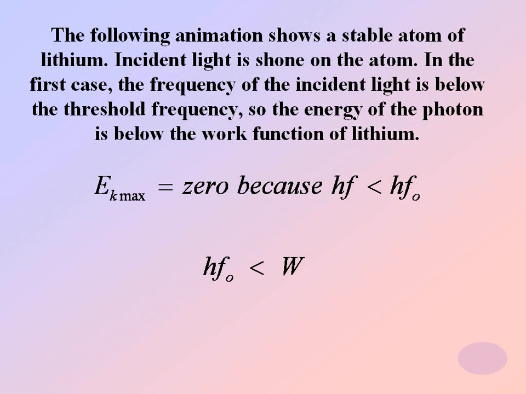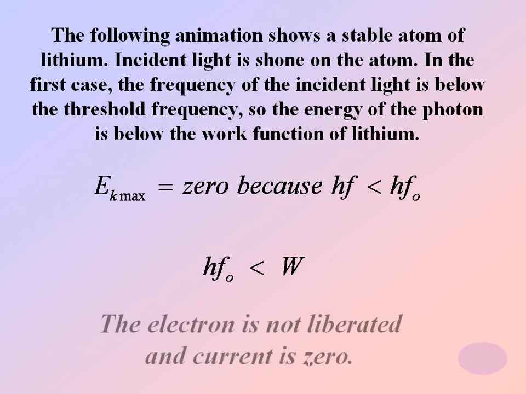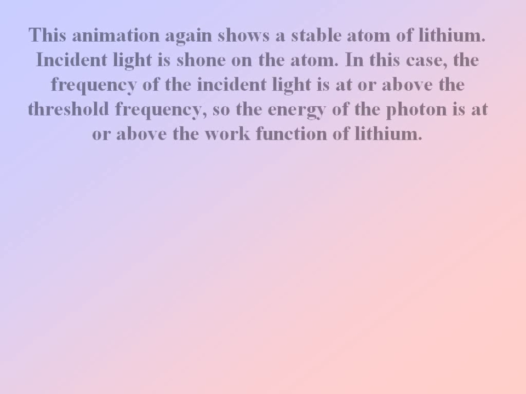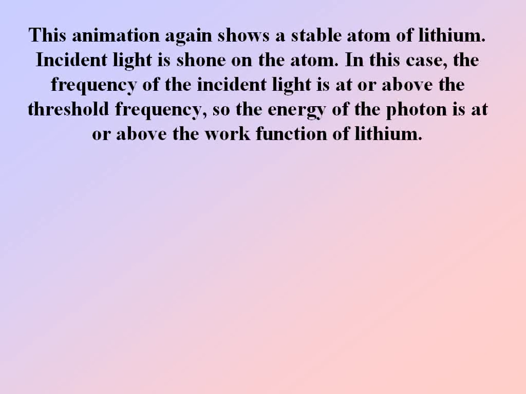EK max is 0 because the incident frequency is less than the threshold frequency, and therefore the energy of the incoming photon is less than the work function. So therefore no liberated electron. Since no electrons are liberated, the current is 0.